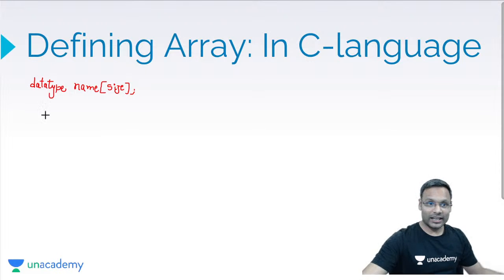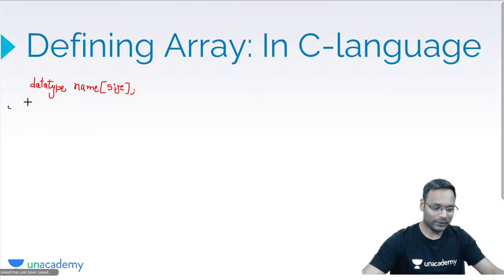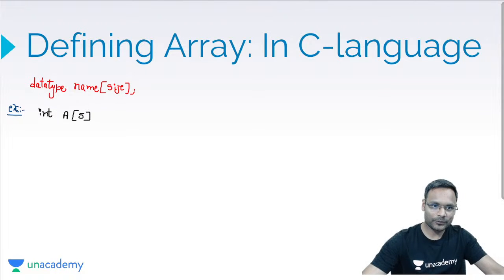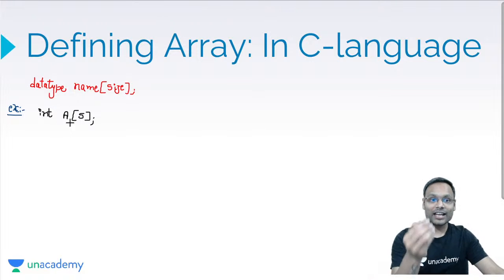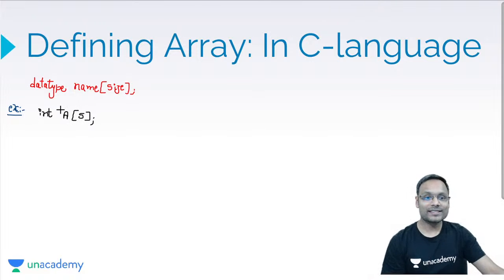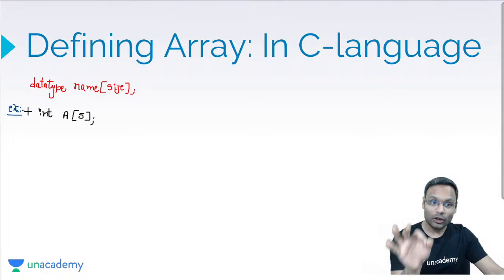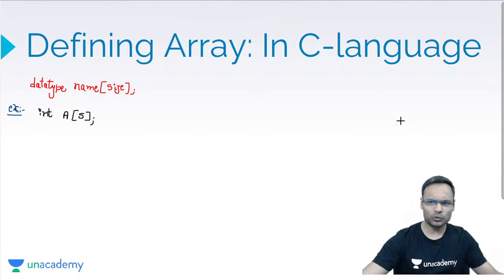Now look at this. Let's take a simple example. Suppose I am having an integer type array, name is A, and its size is 5. What does it mean? I will have an array, its name is A, it can store 5 elements, but of type integer. All 5 elements to be integer? Yes. That is why homogeneous elements.